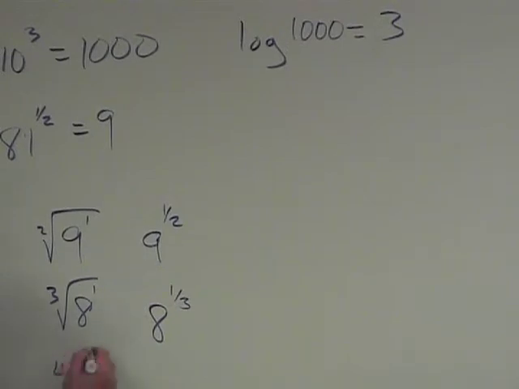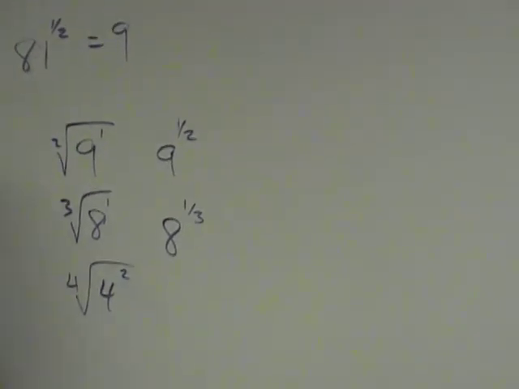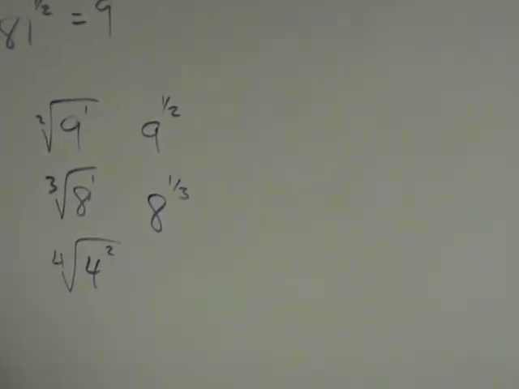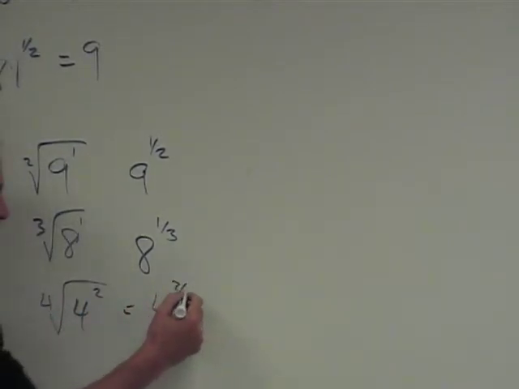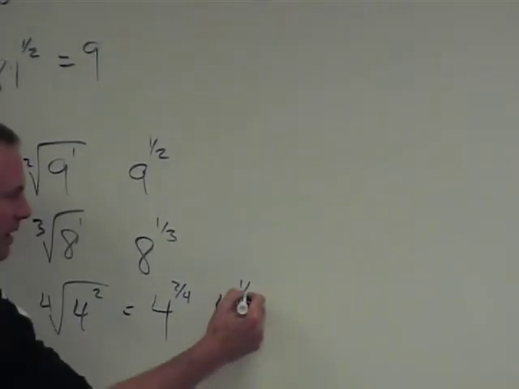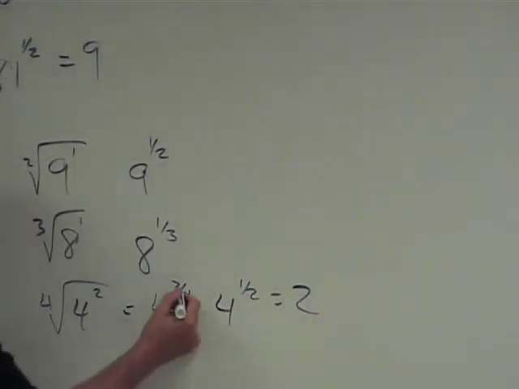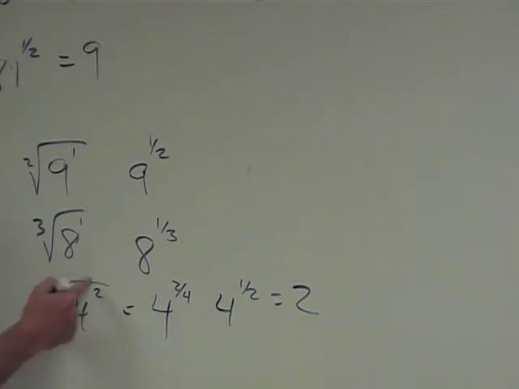The fourth root of 4 squared. Fourth root of 16 is 2, which is the same thing as 4 to the 2 over 4, which is 4 to the 1/2, which is 2. So make sure you understand this. You got to be able to convert this.